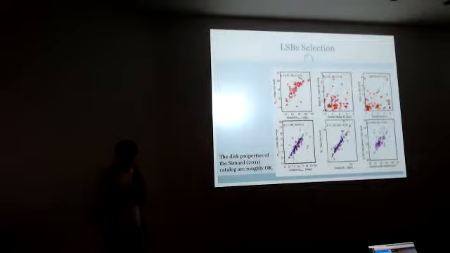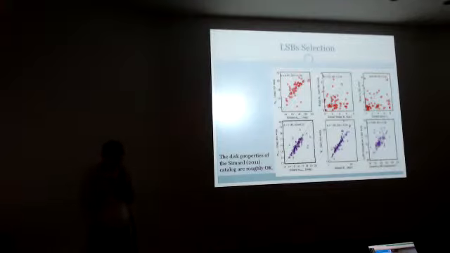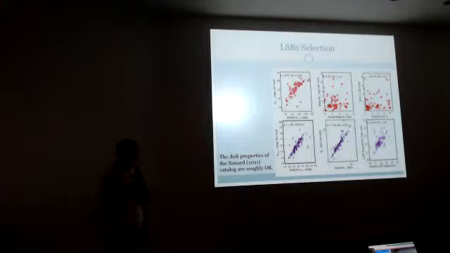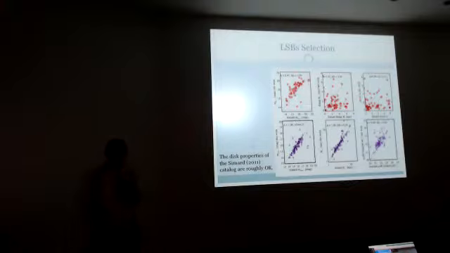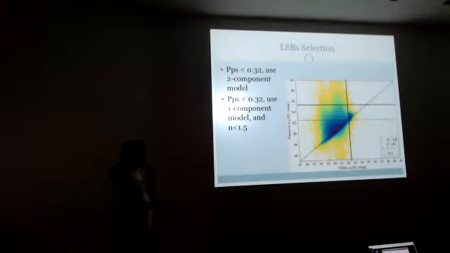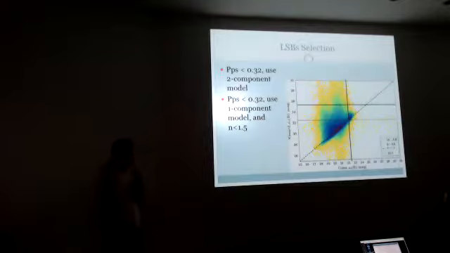Since the selection of low surface brightness galaxies is mainly based on their disk properties, because the central surface brightness is mainly the central surface brightness of the disks, we decided that since the disk properties are okay, we are okay to use this bulge-disk decomposition to select our low surface brightness galaxies. Of course, we also need to be careful, because some galaxies don't need this two-component bulge versus disk model. Some galaxies are just pure disk galaxies.